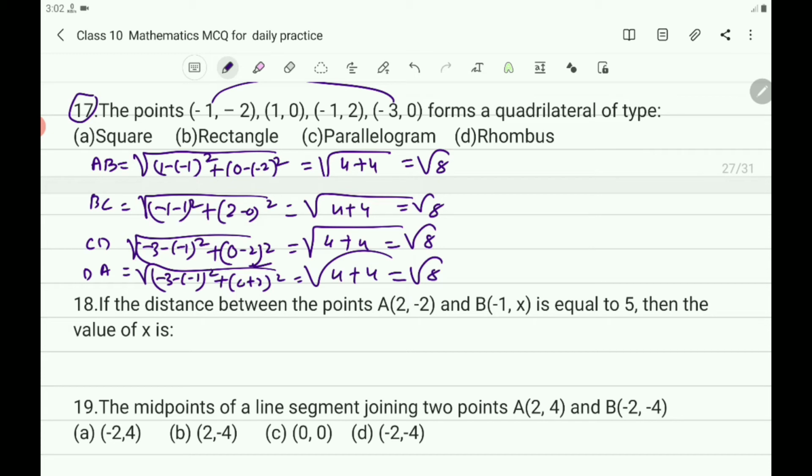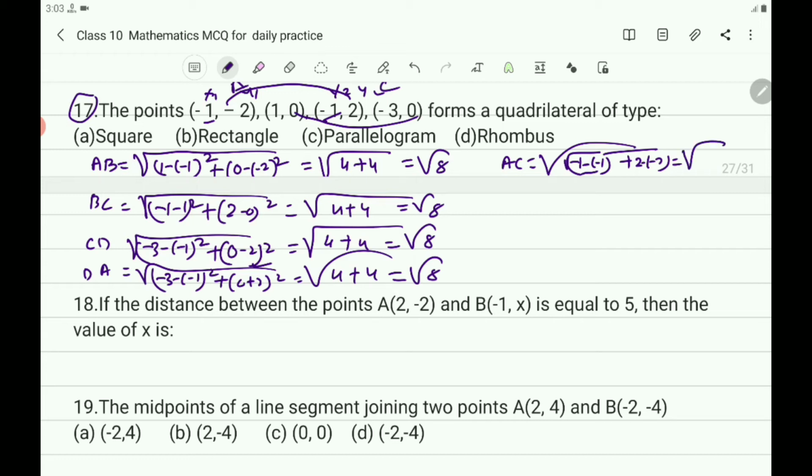Now let us find the diagonal. Diagonal means this and this, and this and this. Consider for x1, y1, x2, y2. That is AC. To take AC, AC equals, what is that? Minus 1 minus of minus 1, minus 1 plus 2 minus of minus 2. So there is 0 here. You will get 2 plus 2, 4. 4 square is 16. You will get 4 here.